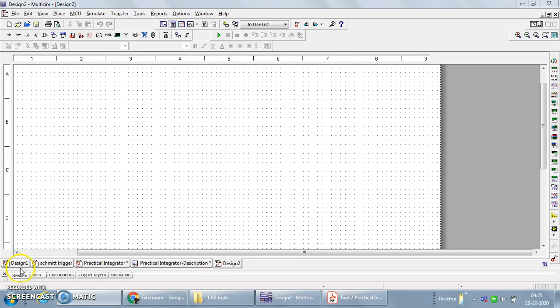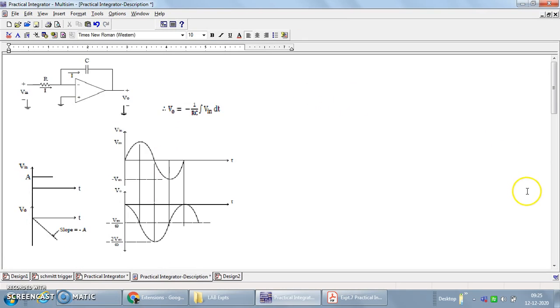Hello friends, let's design today an integrator circuit, then build the circuit and then simulate it. Before starting with actually designing and building the circuit, what is an integrator? An integrator is a circuit. Here we will be designing it with an operational amplifier that integrates the input signal.